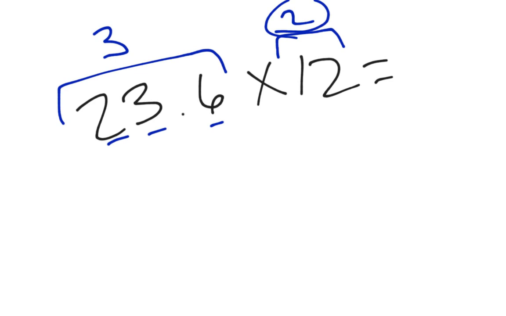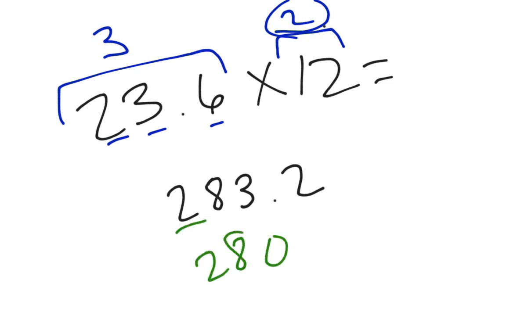When we multiply this out, we get 283.2. I can only have 2 of those, so my answer is 280. Okay, looking here to see if I round, it's 3, so I don't.